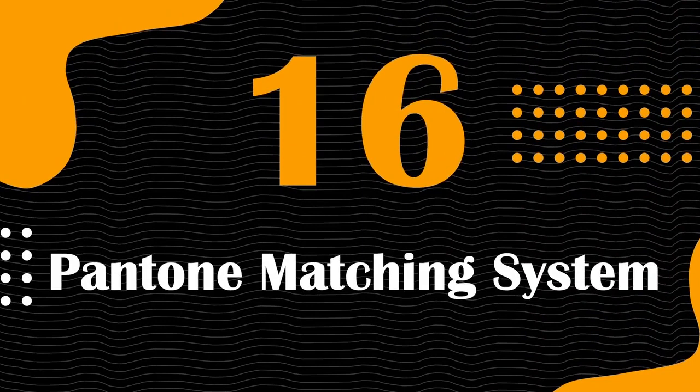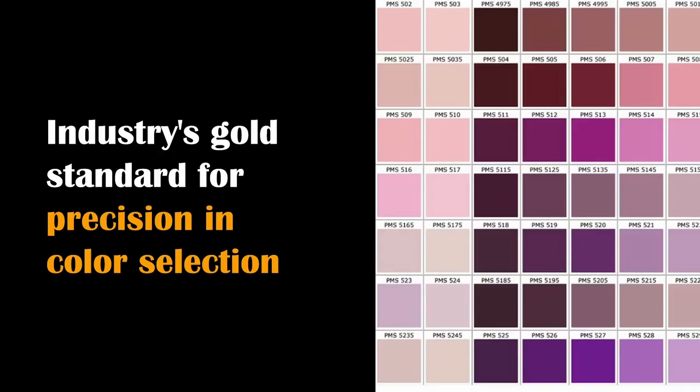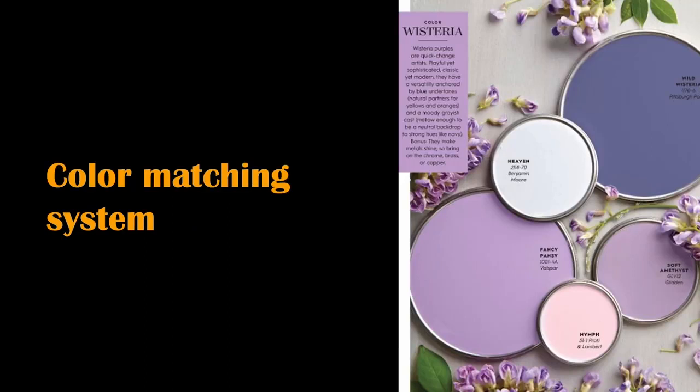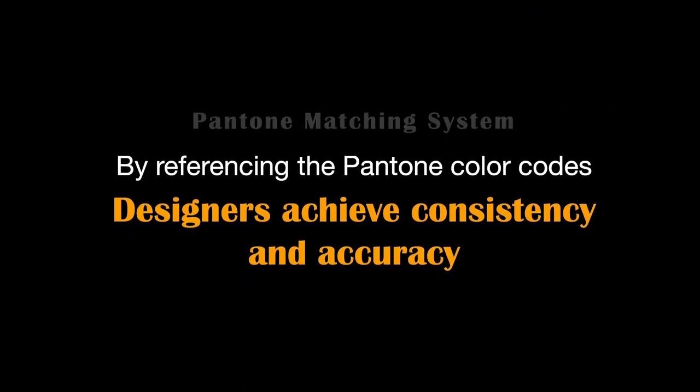Next up is Pantone Matching System, or PMS. It stands as the industry's gold standard for precision in color selection. Designers rely on this comprehensive color matching system to ensure exact color reproduction across various materials and media. By referencing the Pantone color codes, they achieve consistency and accuracy, essential for branding and design projects.